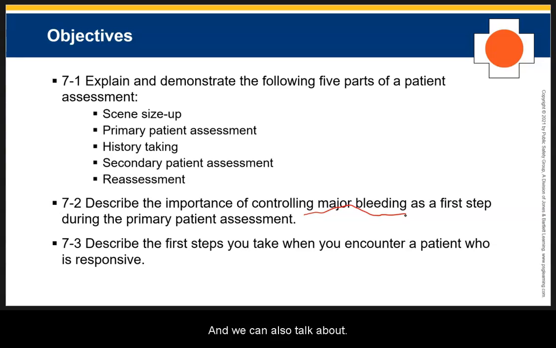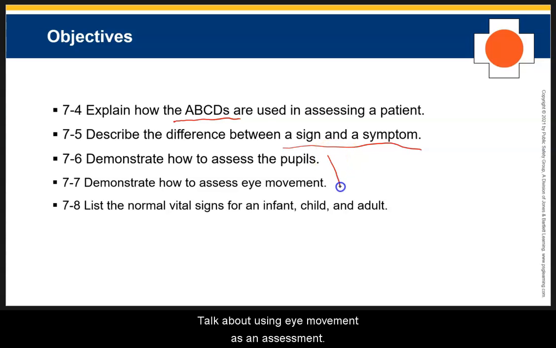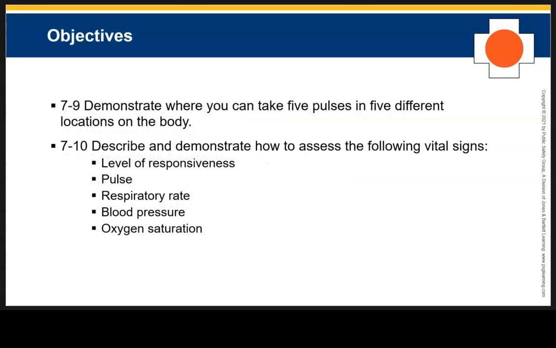Controlling major bleeding is an important first step in dealing with a life threat. And we can also talk about what to do with a responsive patient. Throughout this chapter, we'll talk about the ABCDs. We'll distinguish between a sign and a symptom. We'll talk about using eye movement as an assessment of patient responsiveness, and we'll look deeper into vital signs.